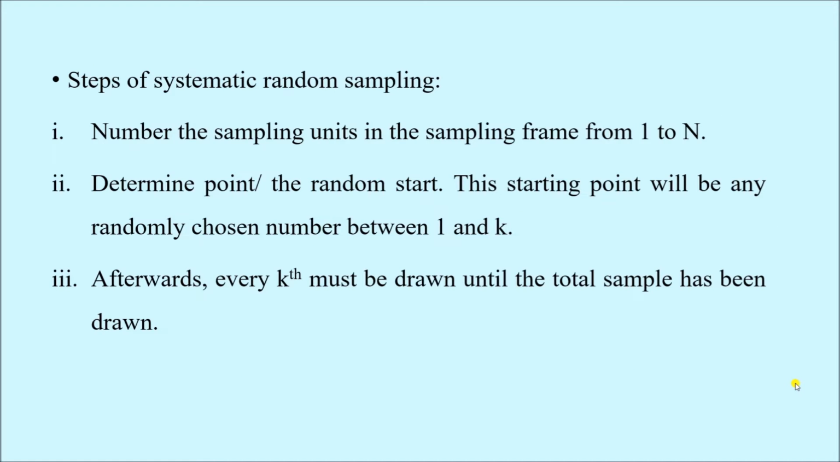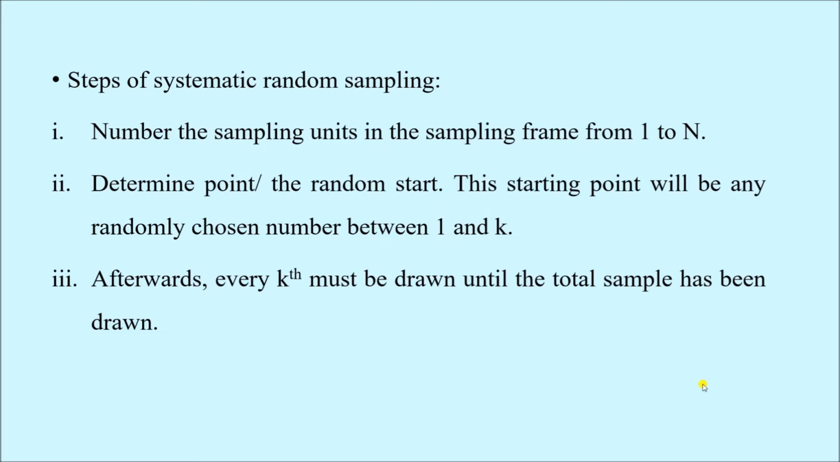So what are the steps of systematic random sampling? First, we need to number the sampling units in the sampling frame from 1 to N. N can be any number, the total number of the population. So if there are 1000 people in a given population, the first person will be given number 1, the second person number 2, the third person number 3, and the 1000th person will be given number 1000. So each person, who is obviously a sampling unit, will be given a number, and that will comprise the sampling frame.